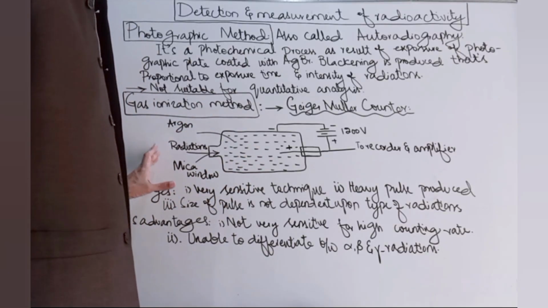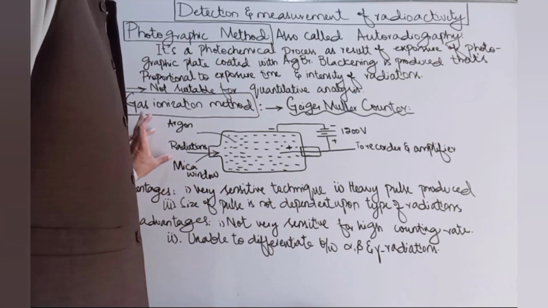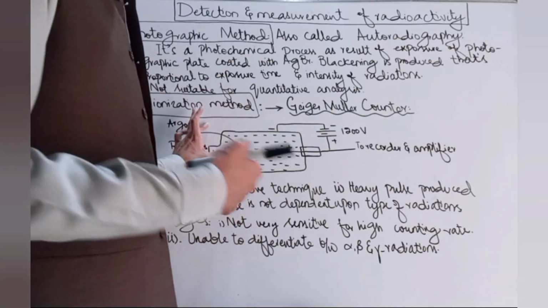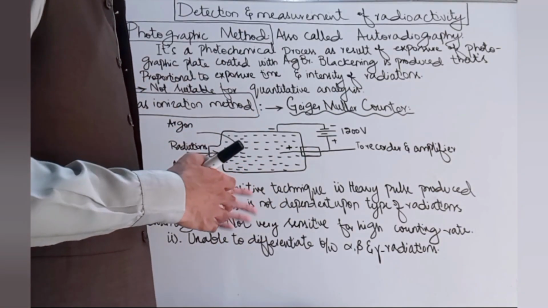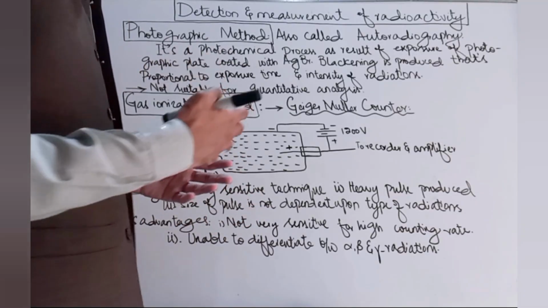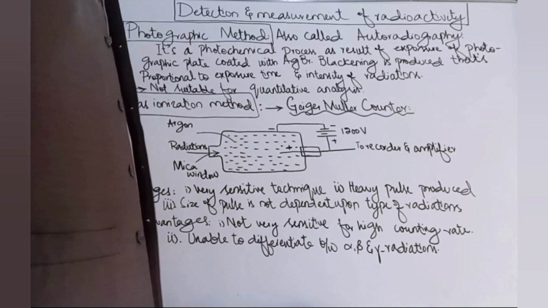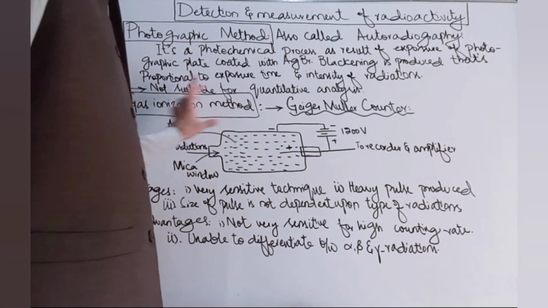Here I have written the merits and demerits of the GM counter, and I will keep on explaining the components and their purpose and use in this chamber. So you should keep on noting down the points that are related to the functioning and the construction of the GM counter.